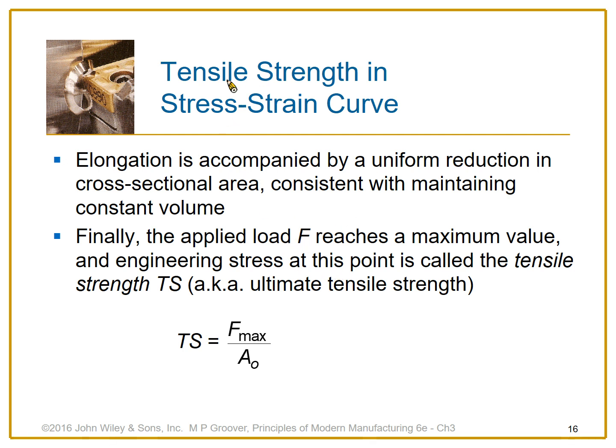Here we also need to introduce a term called tensile strength. The elongation is actually accompanied by a uniform reduction in cross-sectional area. The load is kept constant, but the cross-section will change. The cross-section obviously gets smaller, right? You can consider that. Okay. And finally, the applied load reaches the maximum point. The engineering stress at that point is called the tensile strength. It is the biggest one.